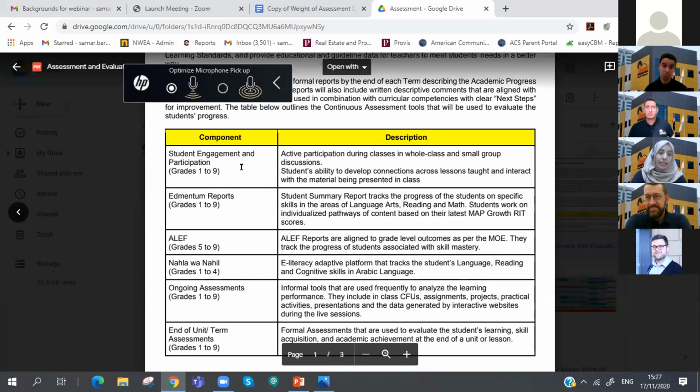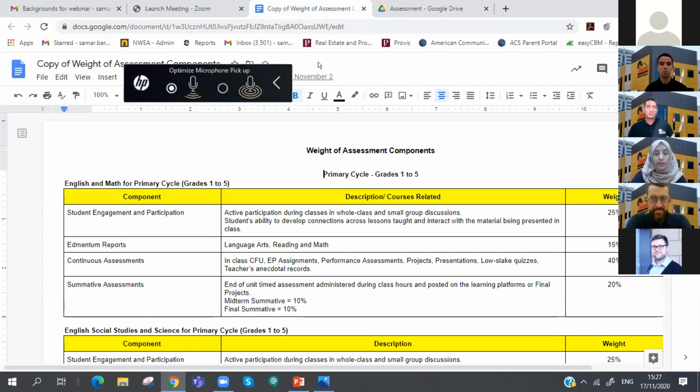And we broke that up. So the components were also broken up by different cycles. So here is the weighting for the different cycles. I'm going to show you an example here. So this is the component of the Edmentum report, and we're talking about primary, which goes from grade 1 up to grade 5. And as you can see, it constitutes 15% of the final grade. So 15% of the final reporting grade goes to Edmentum reports.